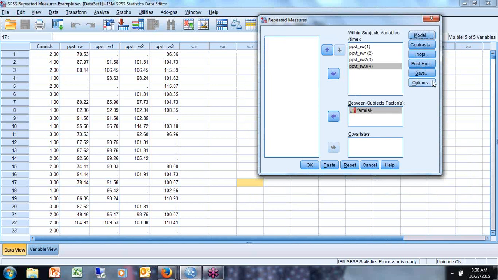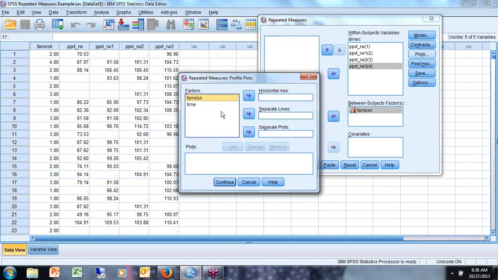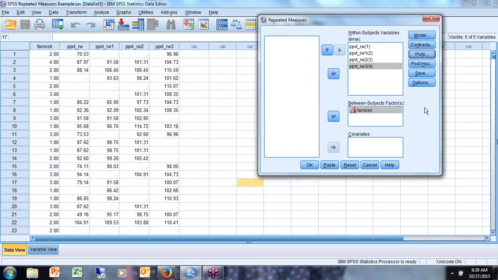We are going to go to plots, and this is going to show us the actual nature of the interaction between time and family risk. So we want time along the horizontal axis, and we want separate lines for family risk. So we identify those and we send them down here by clicking Add. You need to make sure you click Add or you won't ever see your plot. Click Continue. We're going to go to Options.